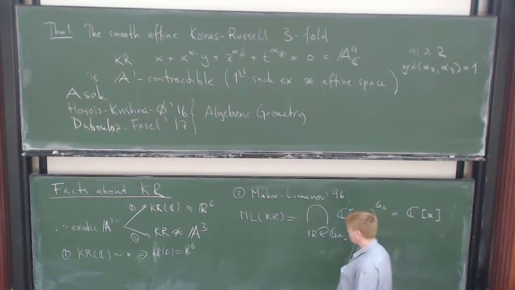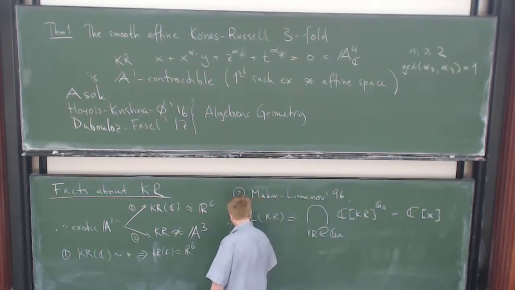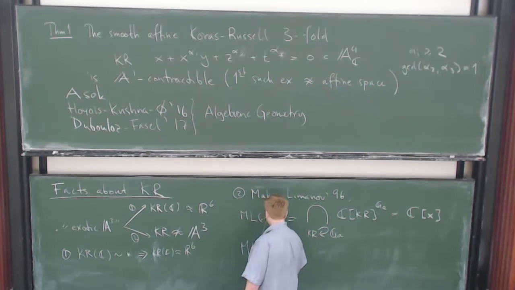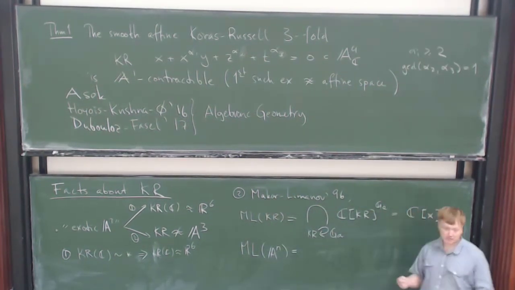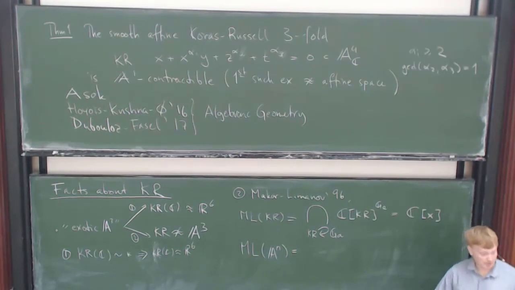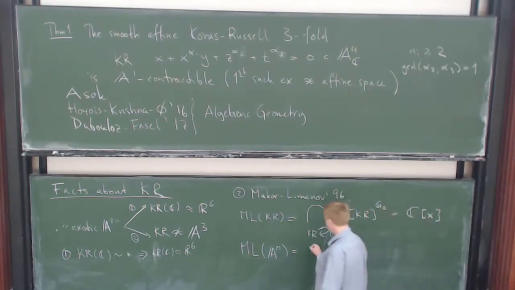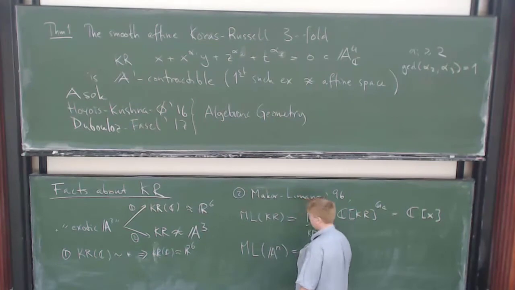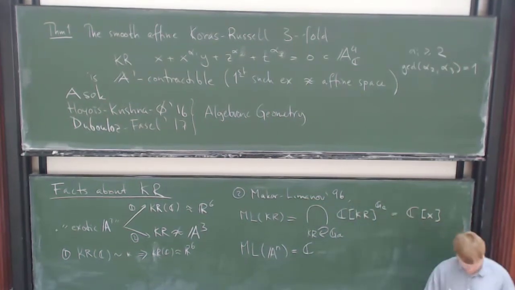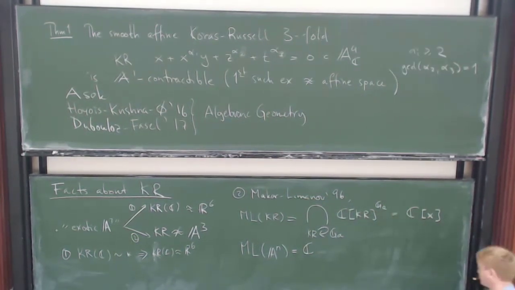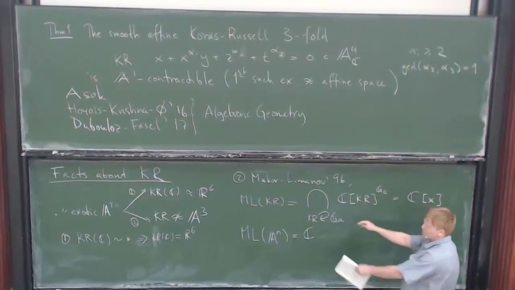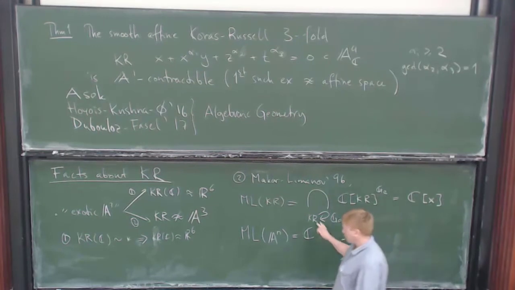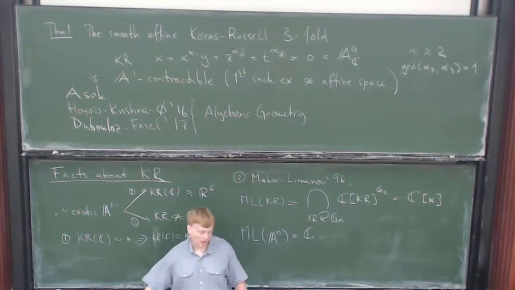On the other hand, if we compute the Makar-Limanov invariant of any affine space, because we have translation actions of G_a on affine spaces, this is just the complex numbers. So these two calculations combined tell us that KR cannot be an A3.